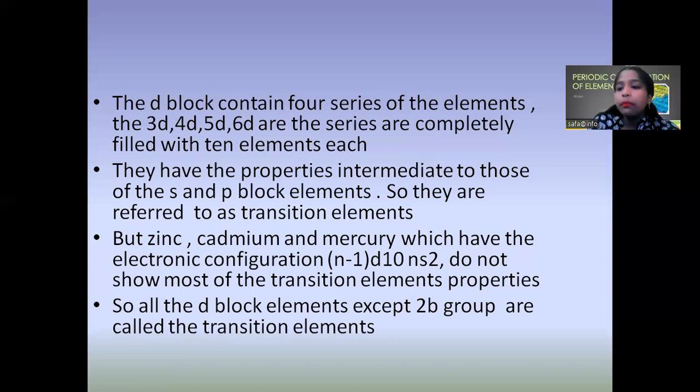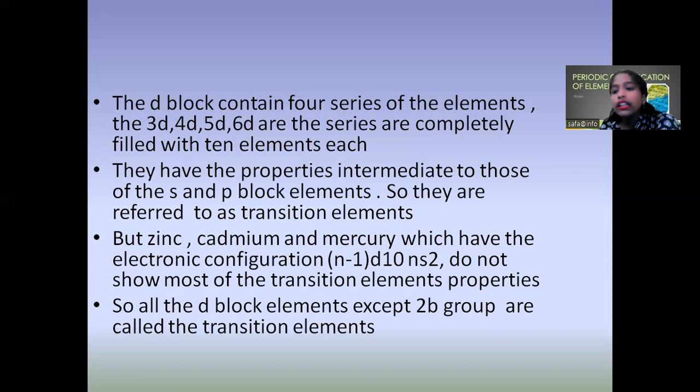Now there is one property, as we know that S and P block elements are called representative elements, as they have the representative property except the zero group. But in D block elements there is one property called the transition elements property. So what is meant by transition elements? It means the D block elements show the properties between S and P block elements, so they are called transition elements.